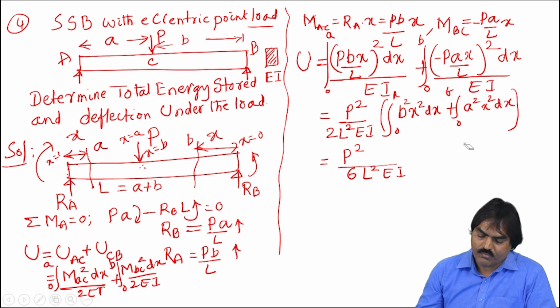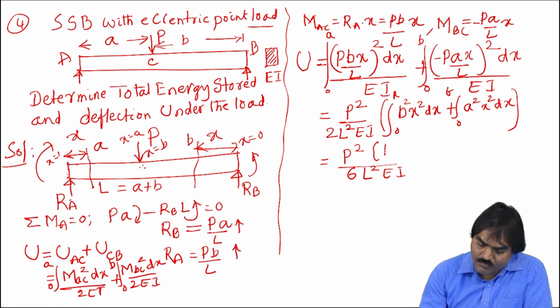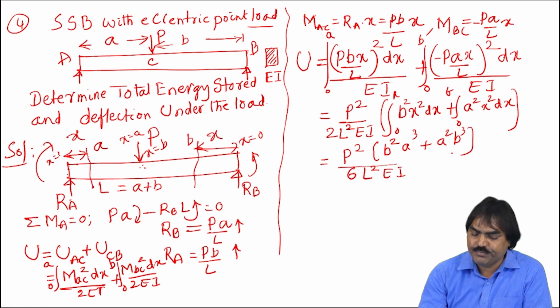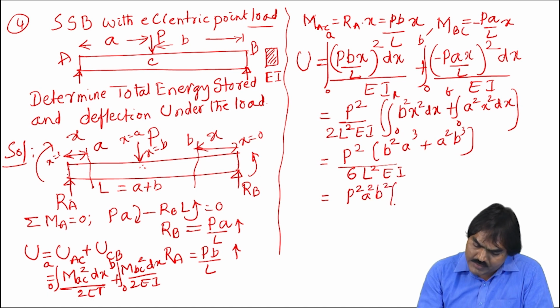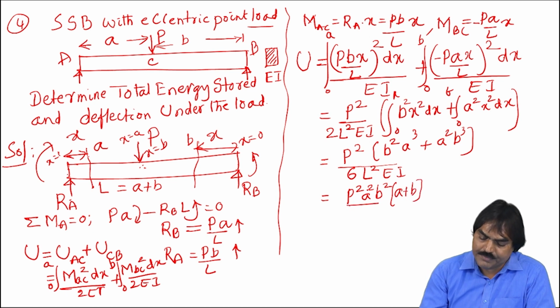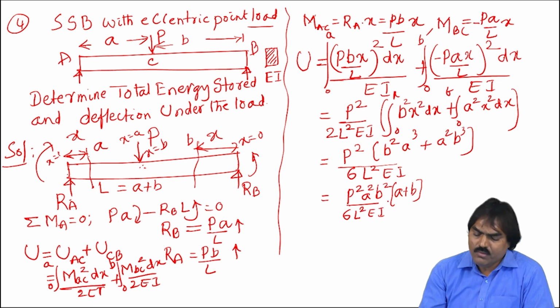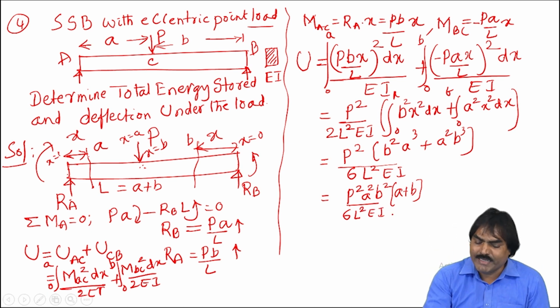The integration will be b square and x square becomes how much? a cube plus this is a square, limit becomes how much? b cube. Now you can take a square b square common: a square b square, this is a plus b common here, by 6 L square EI. So we know a plus b is nothing but L only, so one L gets cancelled.